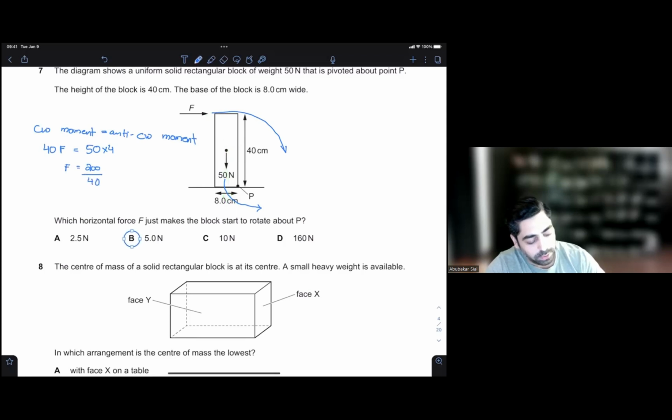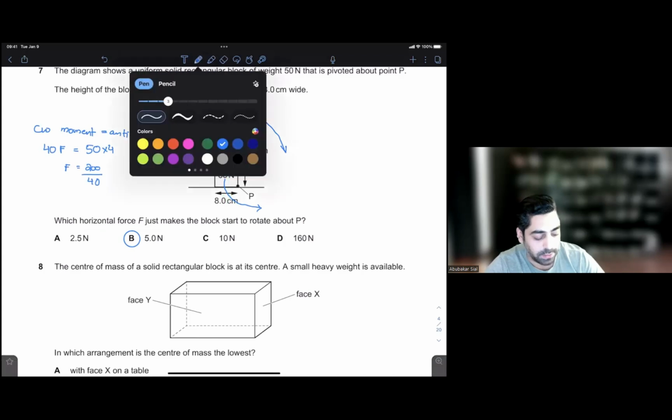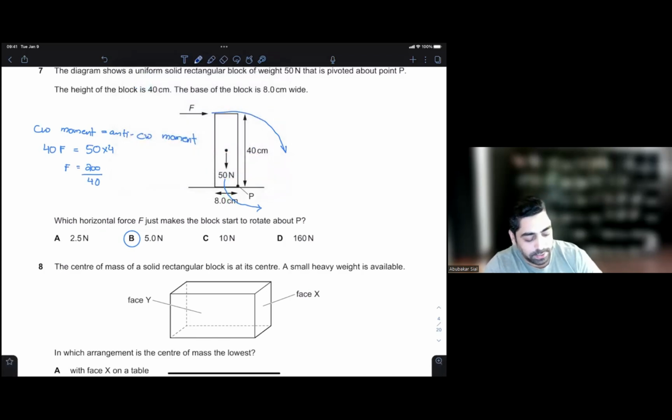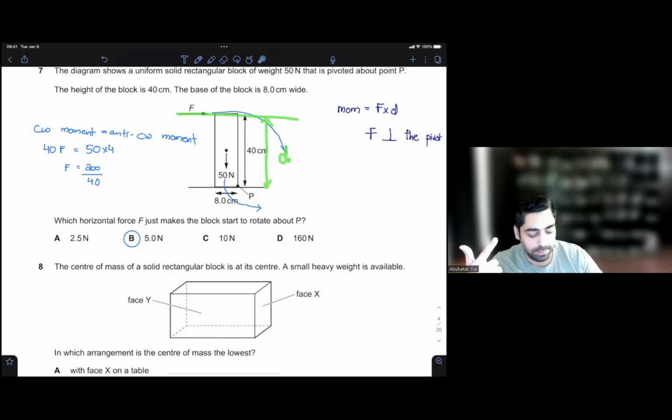One other thing you want to be careful about, which often creates confusion, is that F into D, the equation to calculate the moment. Over here, D is always the perpendicular distance between the line of action of the force and the pivot. What that actually means is that when you draw the line for F and you draw the distance on the diagram, the line for F and the line for D, they should always make a 90-degree angle. If they don't, that's a hint that you're using the wrong distance.